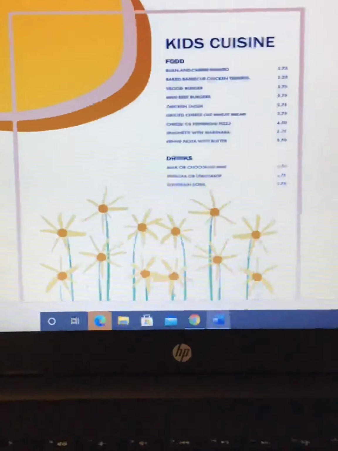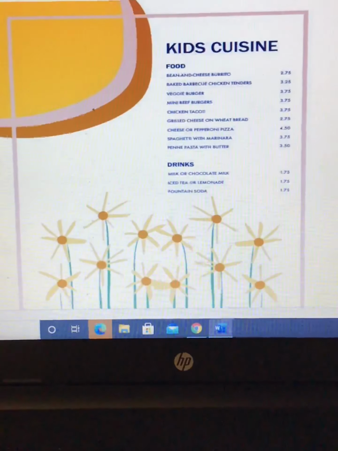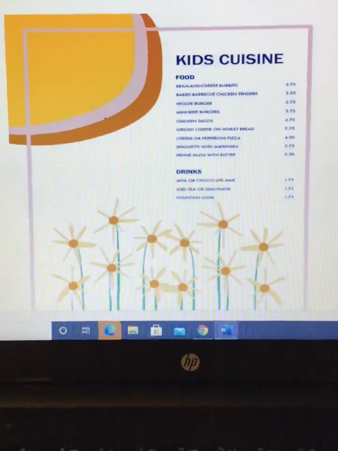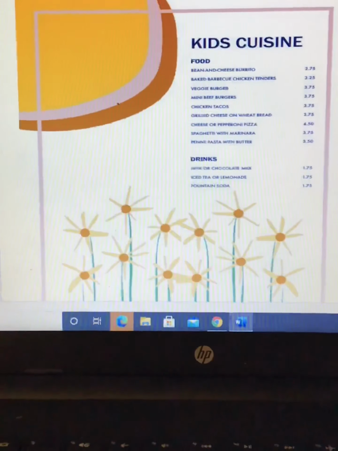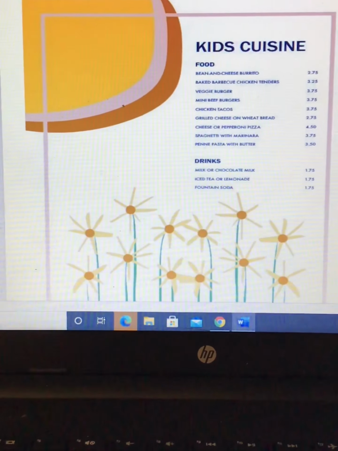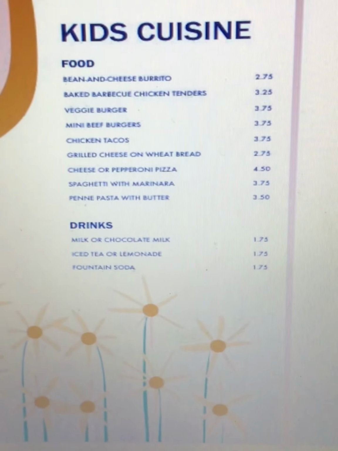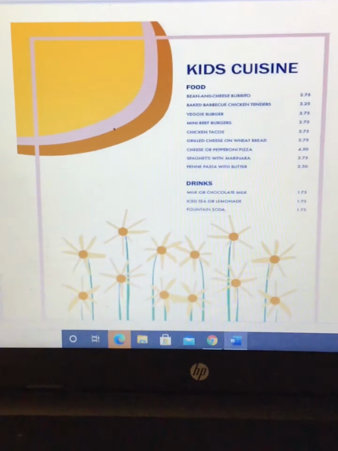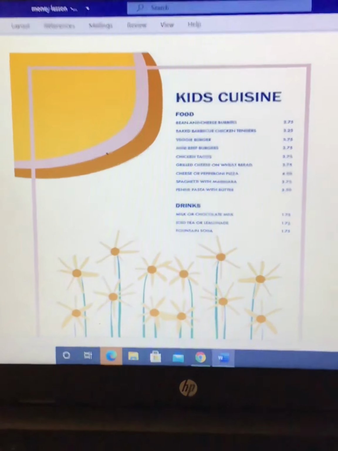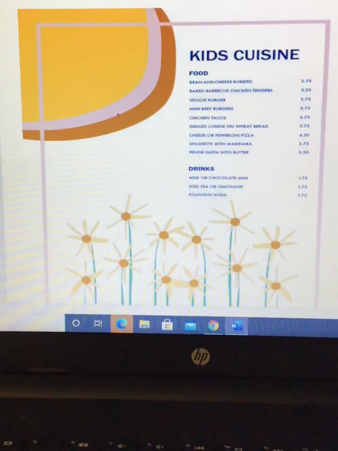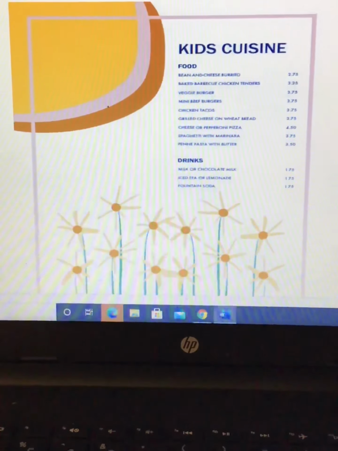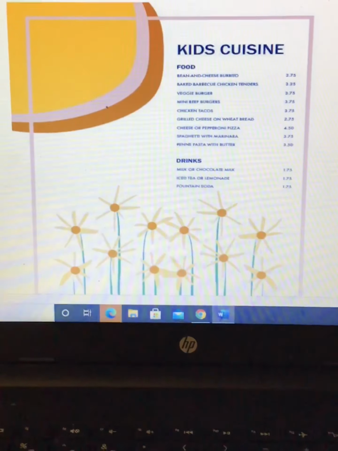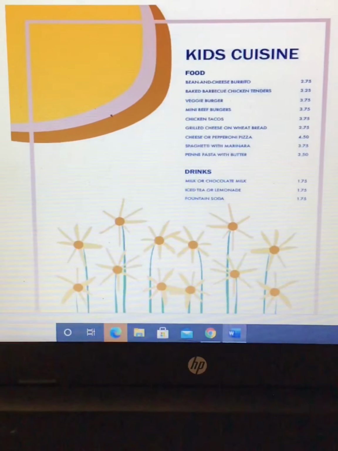We've got a bean and cheese burrito for $2.75, baked barbecue chicken tenders, veggie burger, burgers, chicken tacos, grilled cheese, pizza, spaghetti, and pasta at the bottom with all of our dollar values. Now remember, you're going to be writing those down, and if you need to, go ahead and pay separately. Our point here is to get to know the dollars and the change that goes with it and how we can put those together. That way we can use those when we're out at a real restaurant.